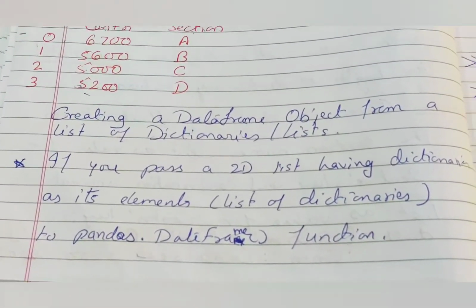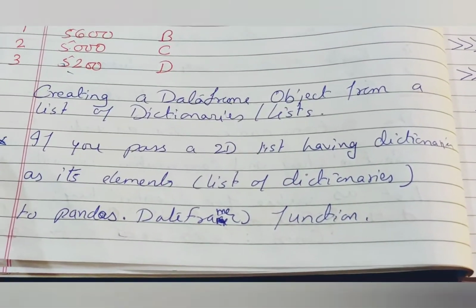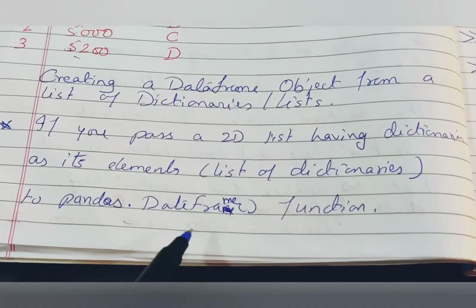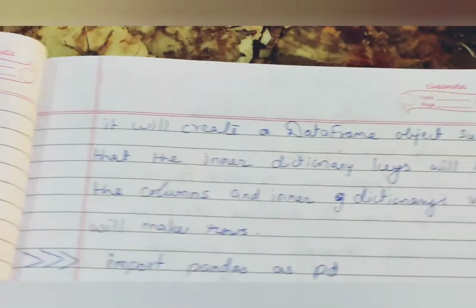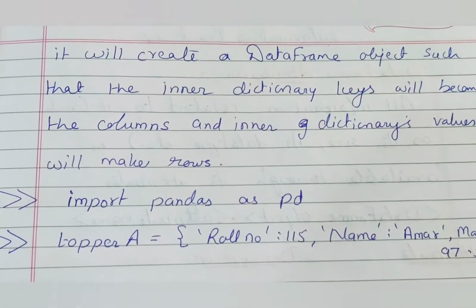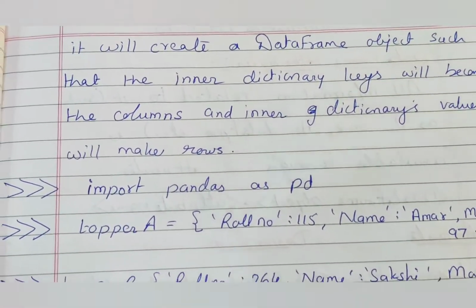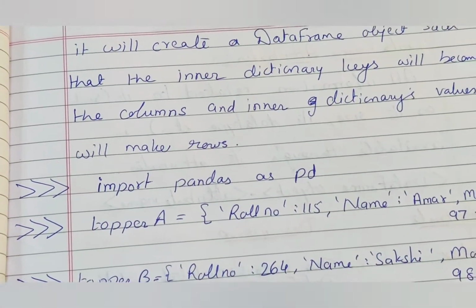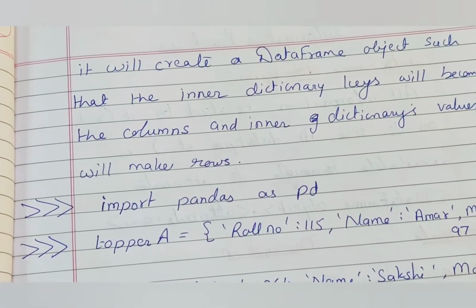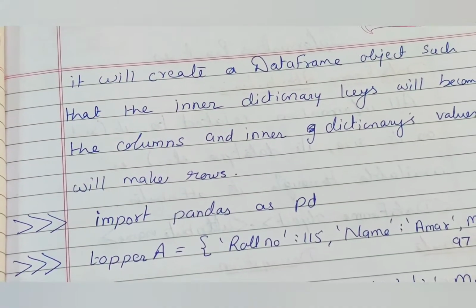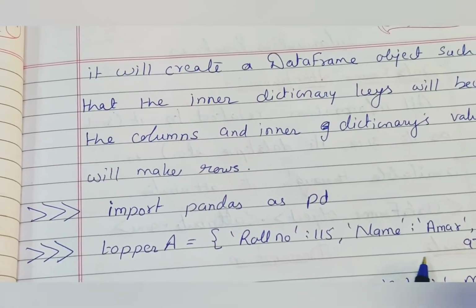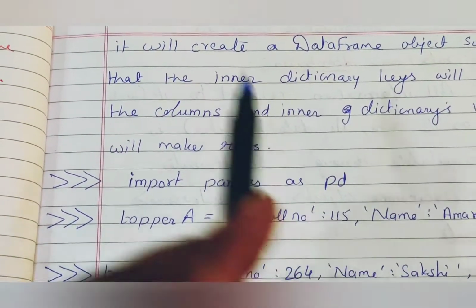Creating a data frame object from a list of dictionaries. If you pass a 2D list having dictionaries as its elements, a list of dictionaries, to the pandas DataFrame function, it will create a data frame object such that the inner dictionary keys will become the columns and inner dictionary values will make rows. Suppose you pass a two-dimensional list having dictionaries as its elements, these are the elements. Okay, now let us see how it will work.